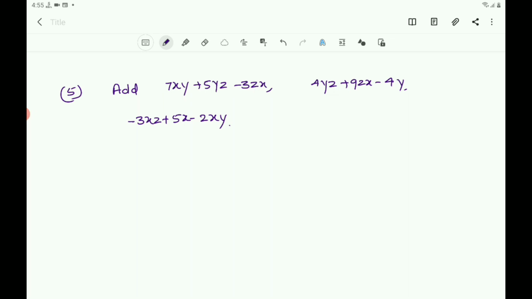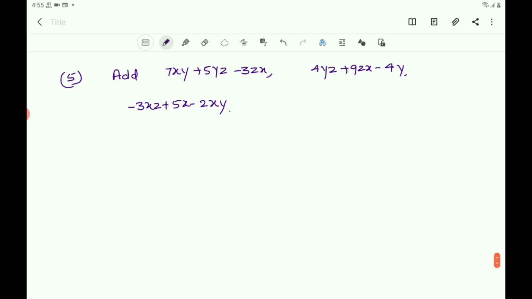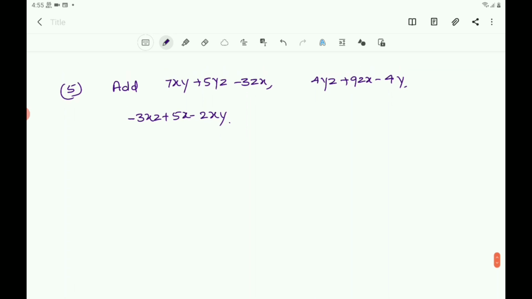Now you take one more example for the addition. Add 7xy plus 5yz minus 3zx, 4yz plus 9zx minus 4y, and the third expression is minus 3xz plus 5x minus 2xy. Now you write one expression below the other as it is addition. Here you take the first expression, and after that you take the second one, next you take the third one.